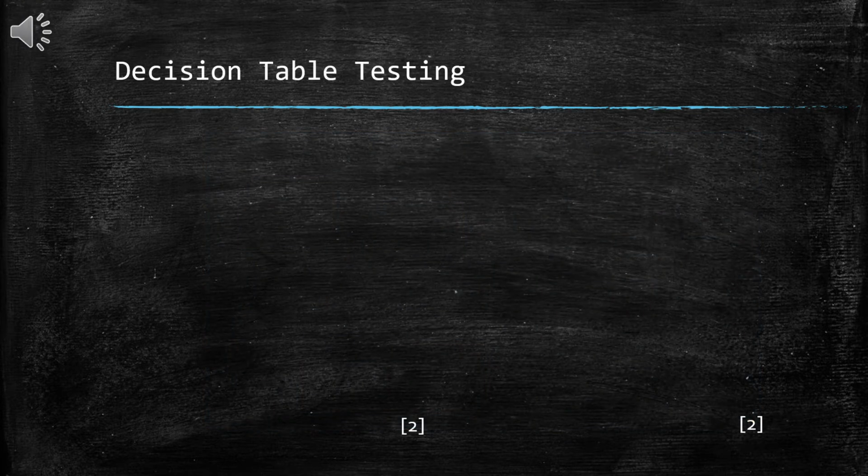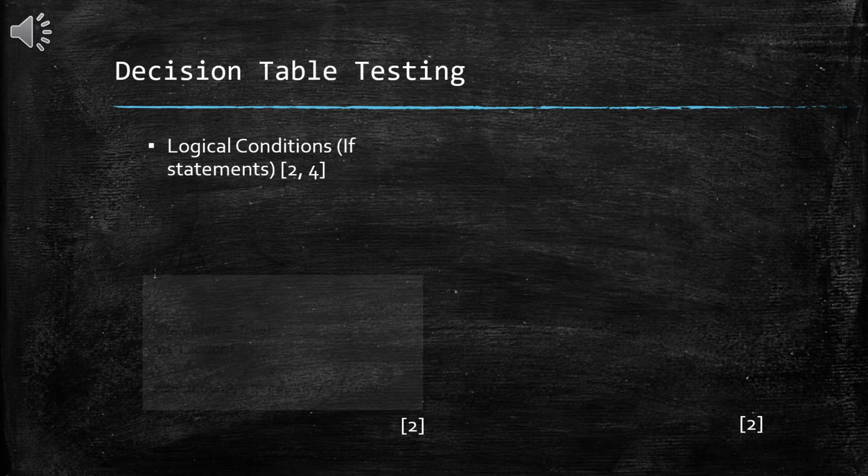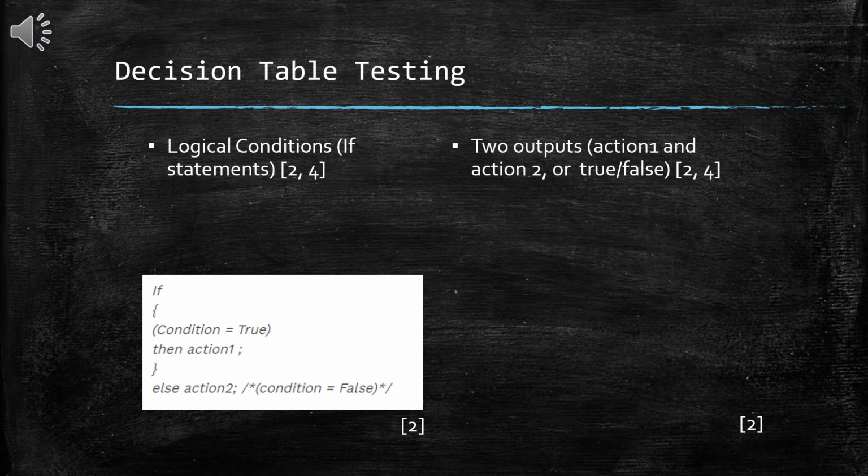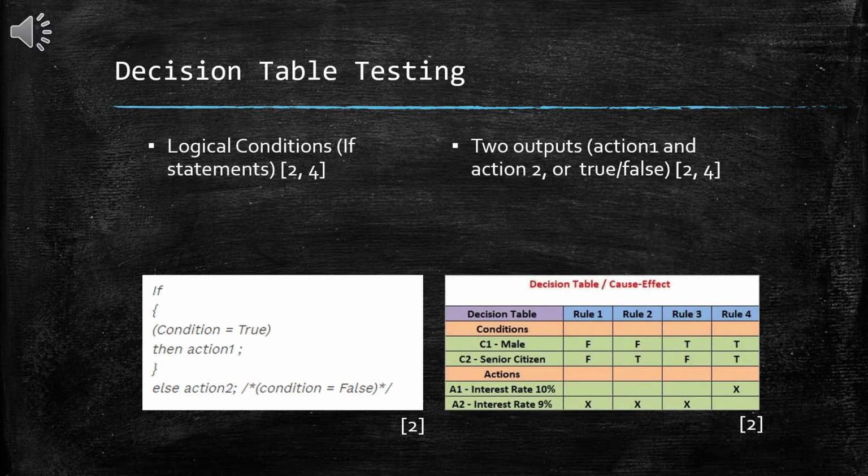Decision table testing should be used whenever there are logical conditions or decision-making steps. So if a condition is equal to true, then execute action 1, else action 2, if the condition is false. The test should then identify two outputs, such as action 1 or action 2, for two conditions. Is the condition met? If so, then it is true. Otherwise, it is false.